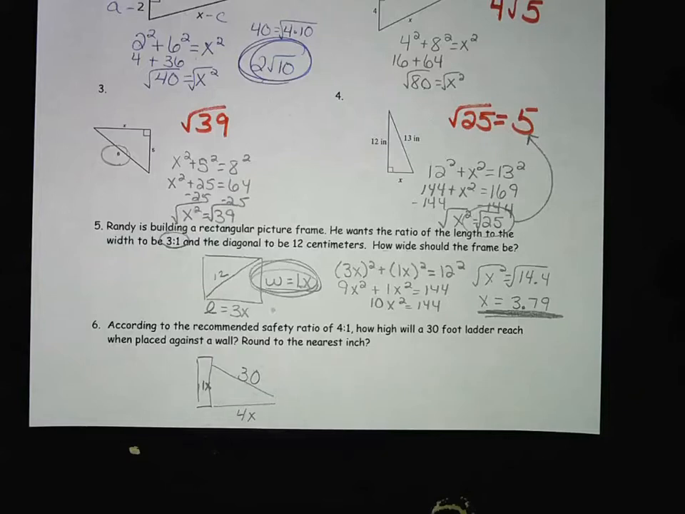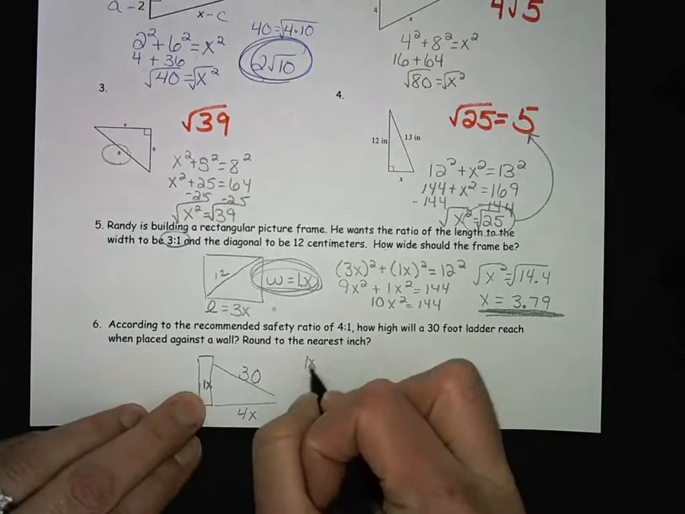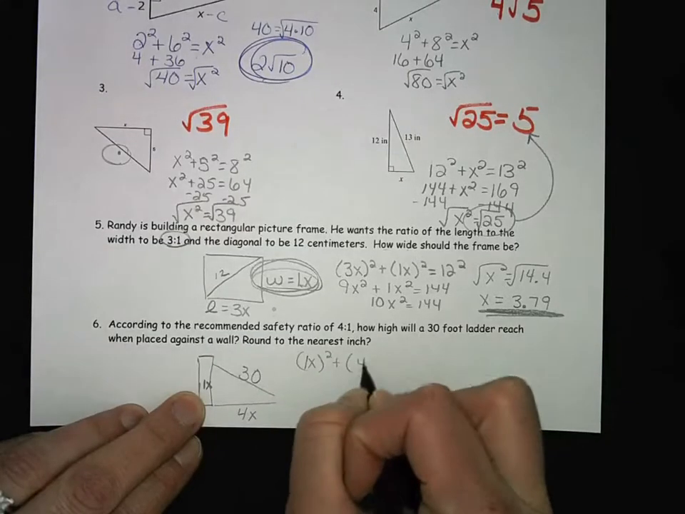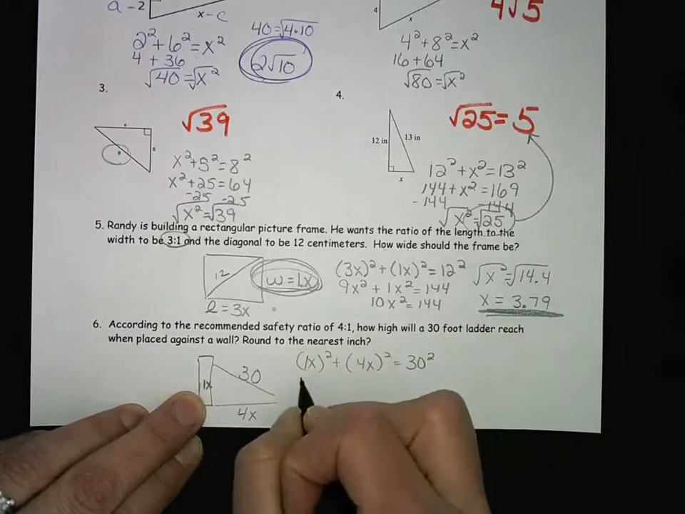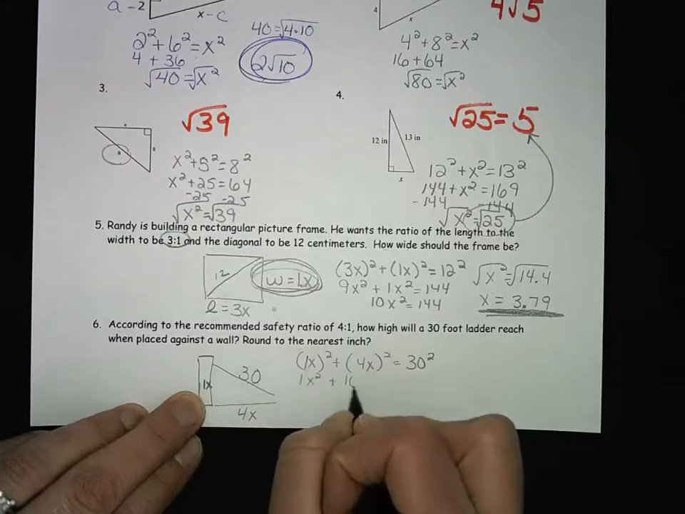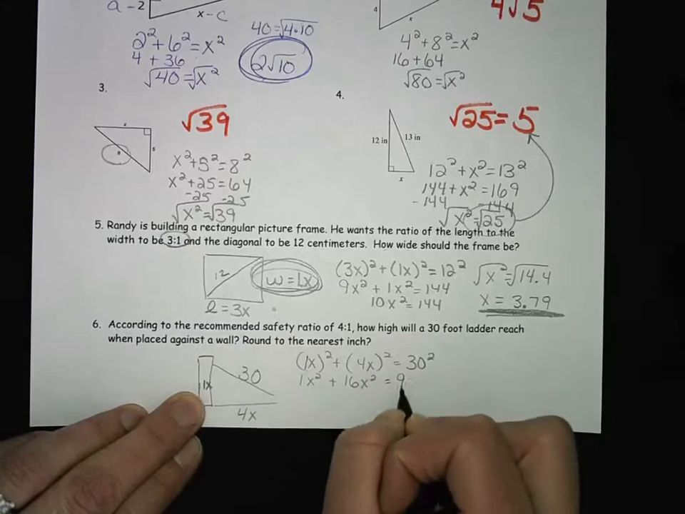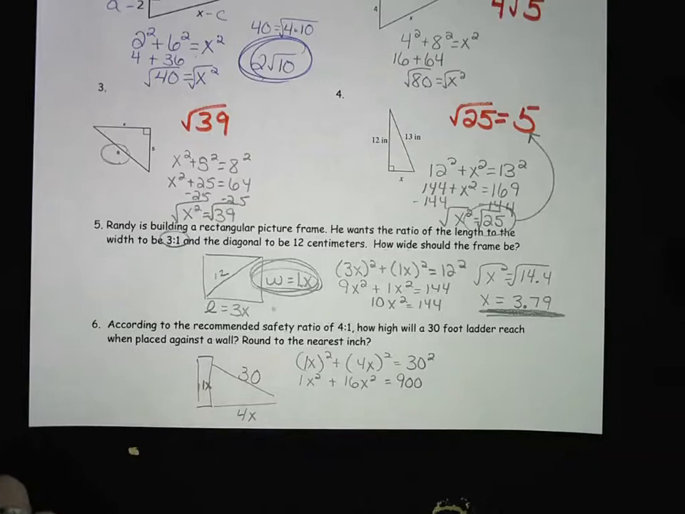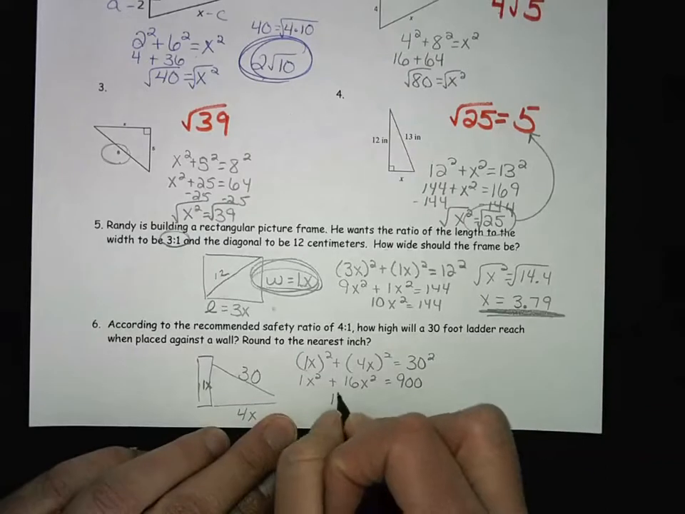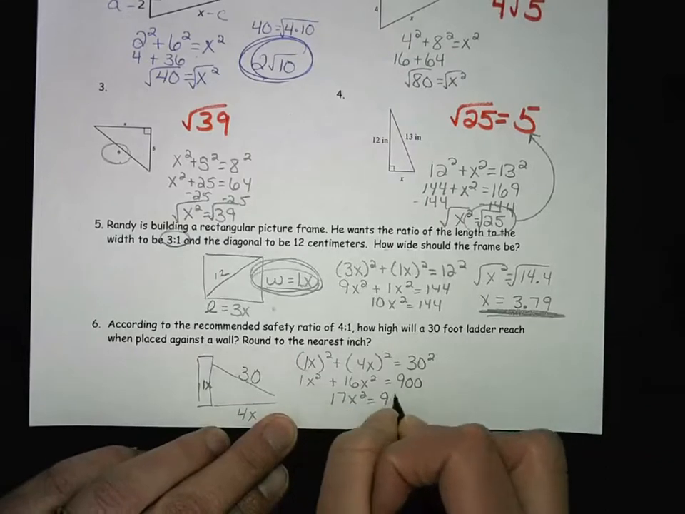All right, hopefully you've worked those out. This would be 1x squared, and this would be 4x squared, and 30 squared. So that's 1x squared, 16x squared, and 900. Let me just make sure I was taking, yeah. And so this would be 17x squared equals 900.